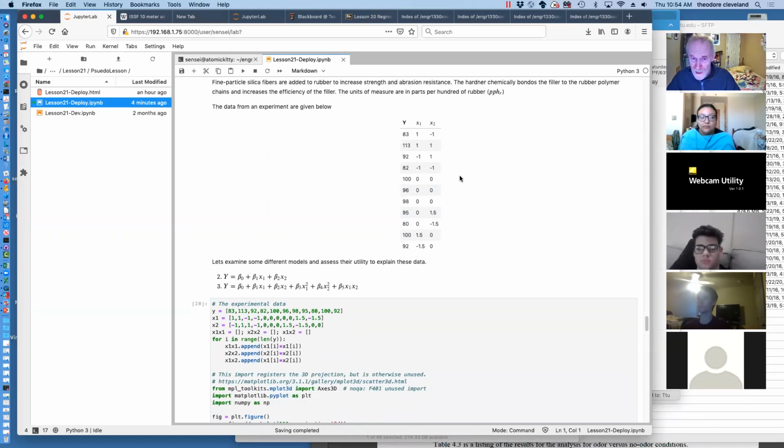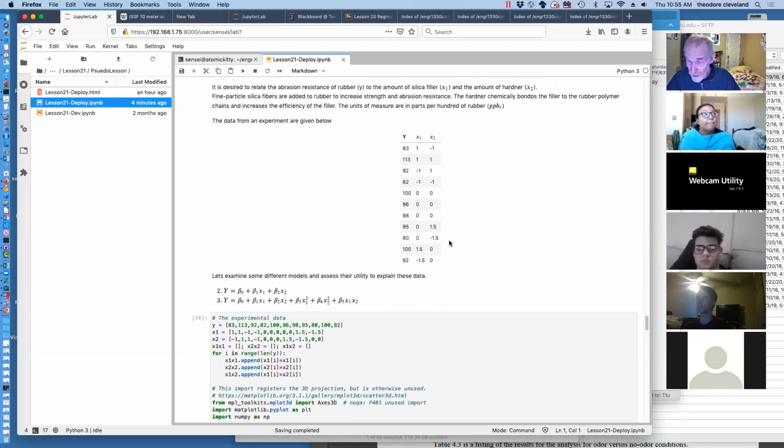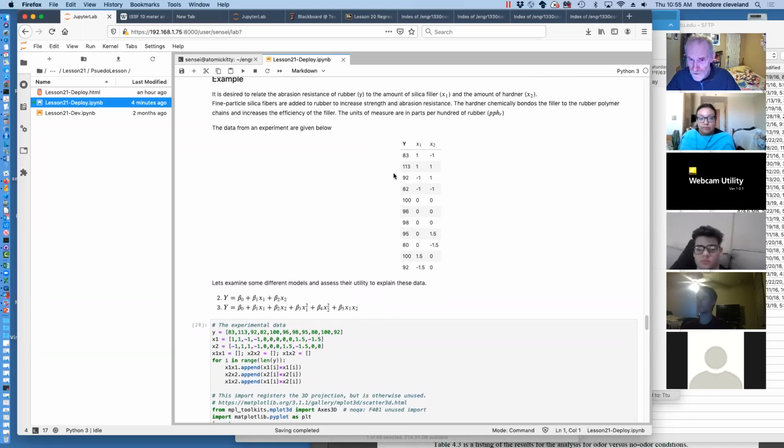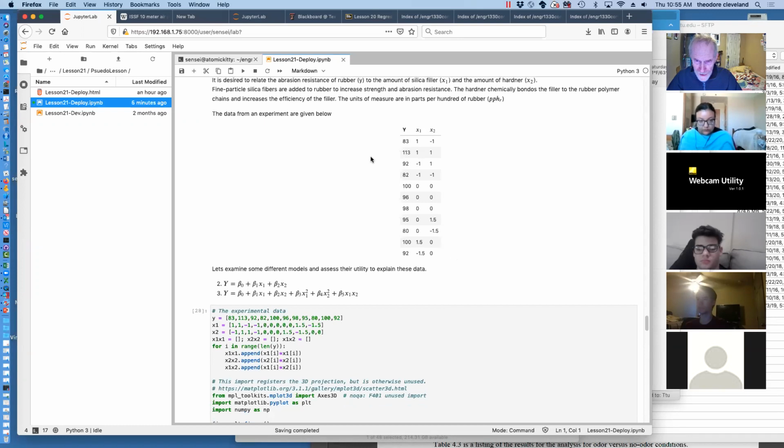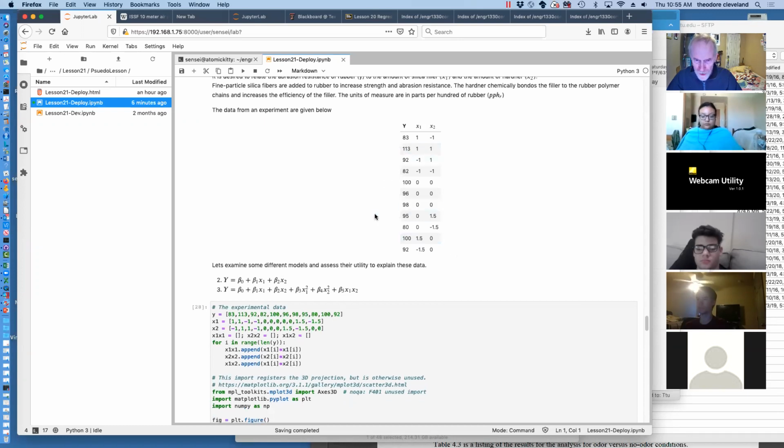Let's examine a couple of models and simply assess their utility to explain these data. So we're going to do data modeling. We're not going to do any sort of chemical or other modeling to attempt to understand any physics or chemistry of this process. We're simply going to model the addition or removal of different components in our mix and see what the abrasion resistance does. So that is one way to do product development.